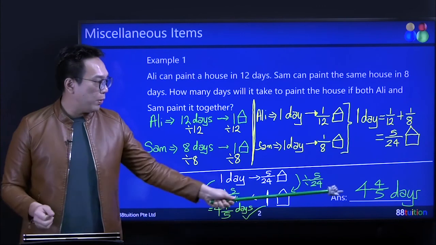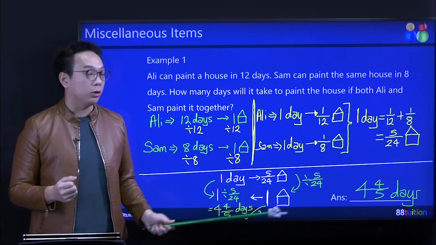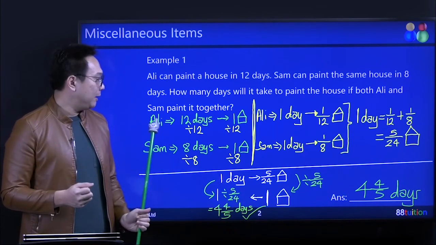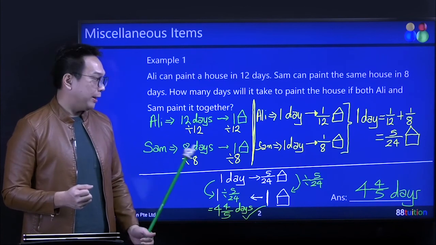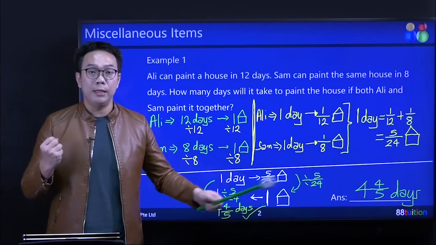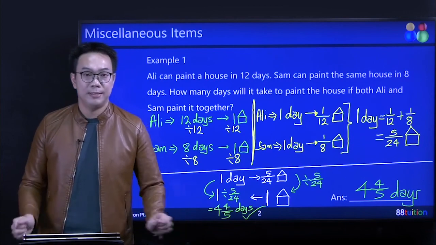Can you see that when they combine strength, they take a shorter time? Ali alone takes 12 days. Sam alone takes 8 days. But if they combine power, they take 4 and 4 over 5 days. That's all.